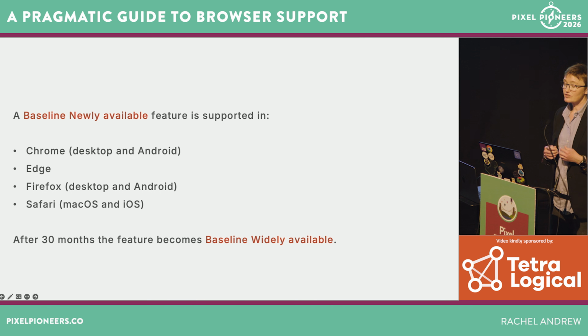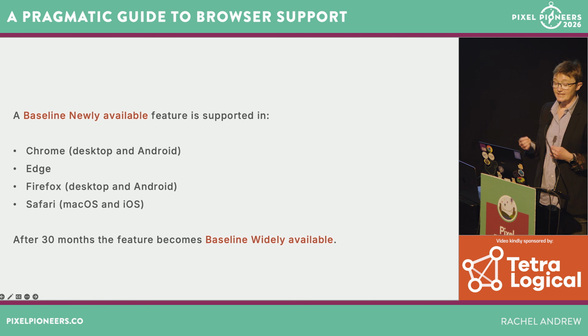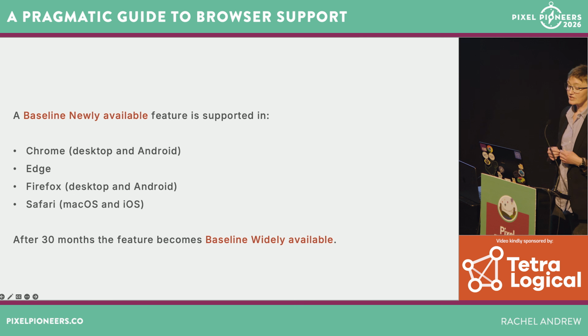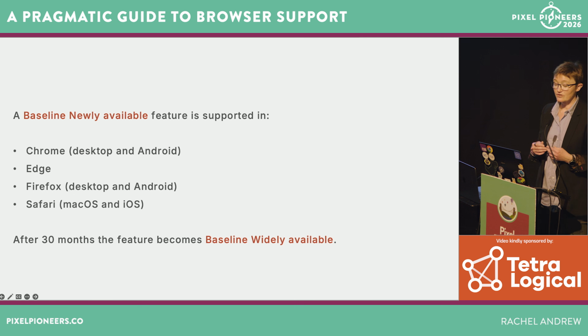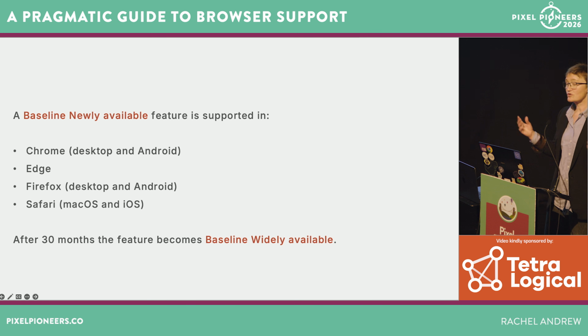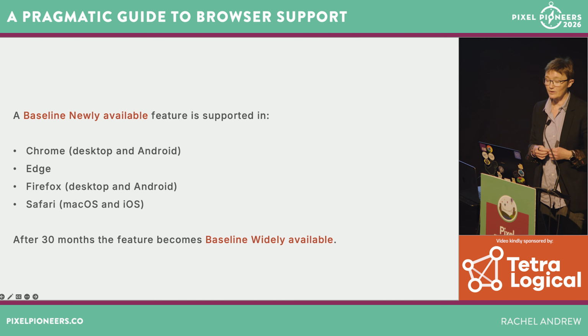And so we defined this idea of things being Baseline newly available. And that meant that it's supported in Chrome, both desktop and Android, Edge, Firefox desktop and Android, and Safari, macOS, and iOS. So the minute something hits all of those browsers, the latest release, we call it Baseline newly available. It's interoperable, and it works properly across all of those browsers. And then after 30 months, the feature becomes Baseline widely available.